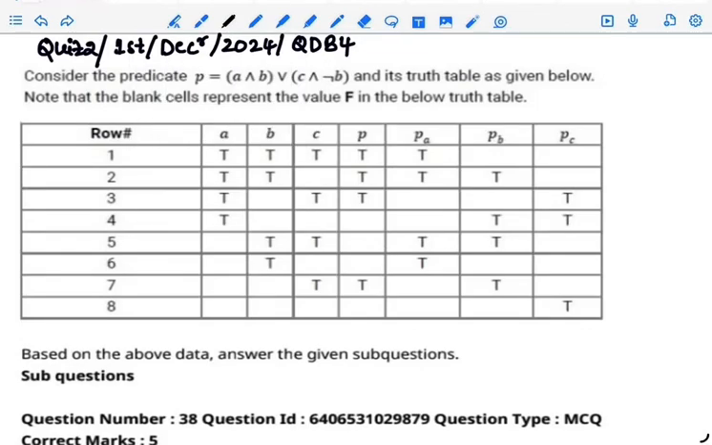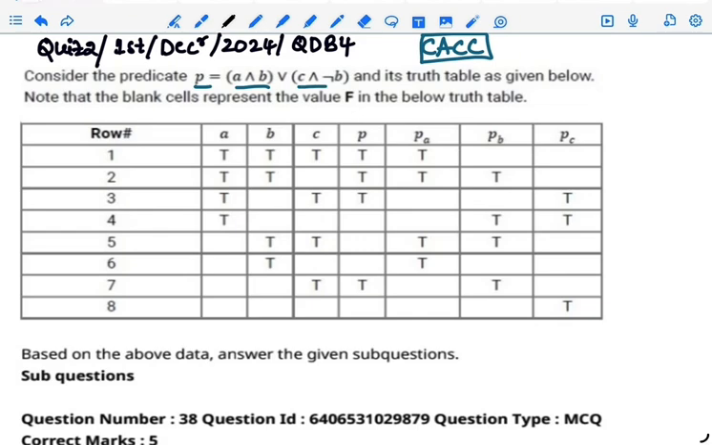Friends, this question is related to class coverage criteria, that is CACC. CACC means correlated active class coverage criteria. In the question, consider the predicate P. P is a predicate in terms of clauses A, B, C: A and B or C and negation of B, and its truth table is given below.